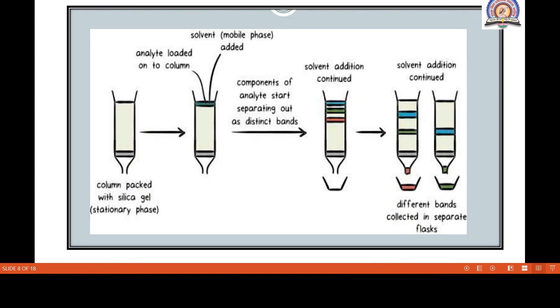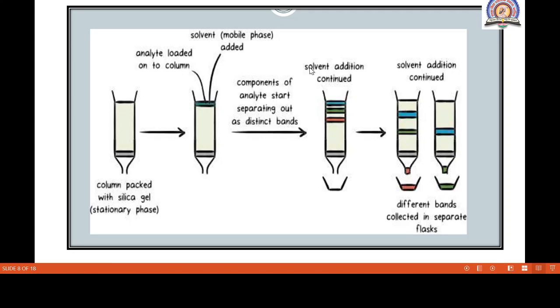Here the simple chromatographic technique is explained. This is a column packed with silica, which is called the stationary phase. Then the analyte is loaded on the top of the column. Along with that we also add a solvent, which is called the mobile phase. Once we arrange it this way, the components of the analyte start separating out as distinct bands.